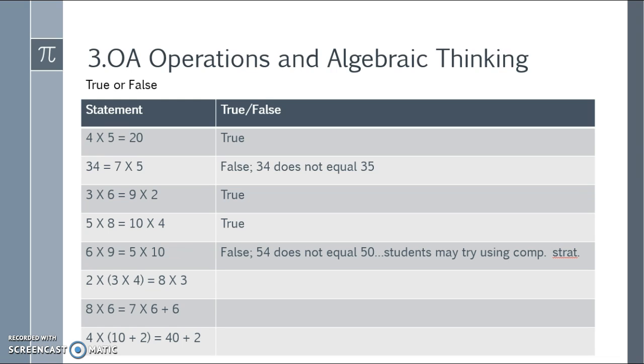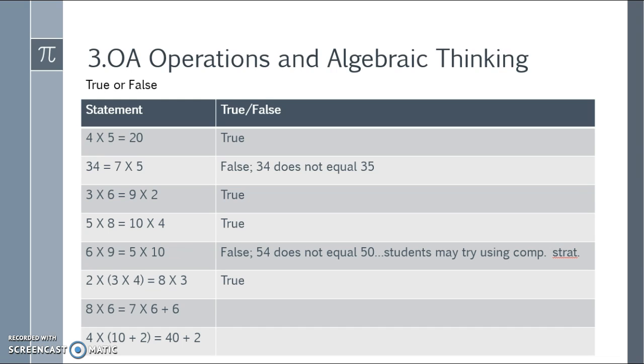All right, so 2 times 3 times 4, is that equal to 8 times 3? Well, 3 times 4 gives us 12, times 2, or doubling it, is 24, and 8 times 3 is 24. So this is true. Notice that on this one, I could take 2 times 4 and get 8. So that's just the commutative property here and decomposing numbers and rearranging them.